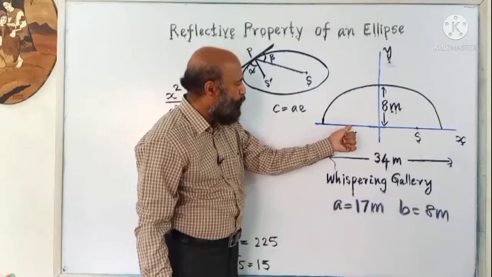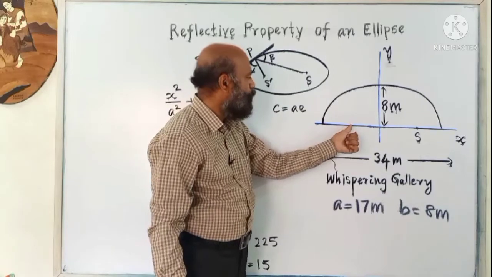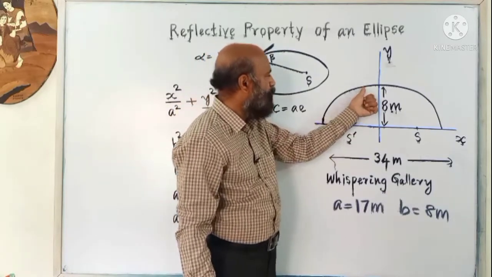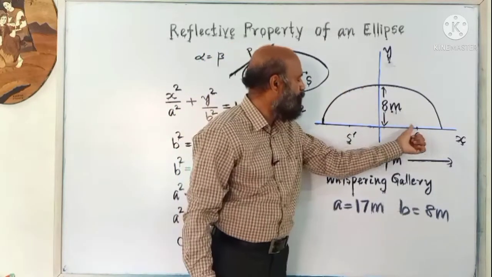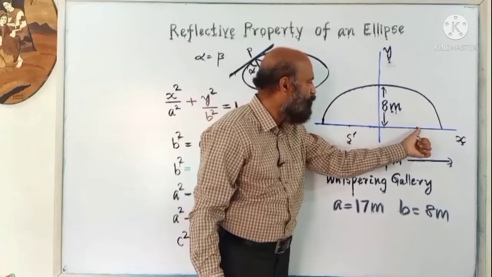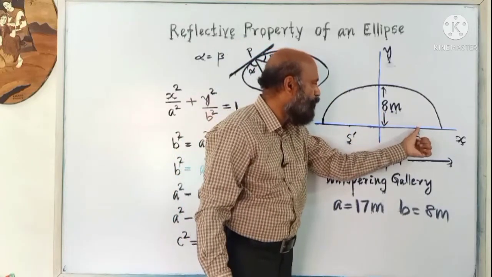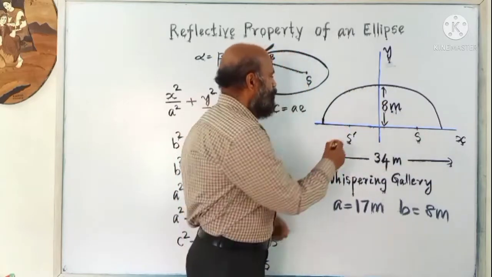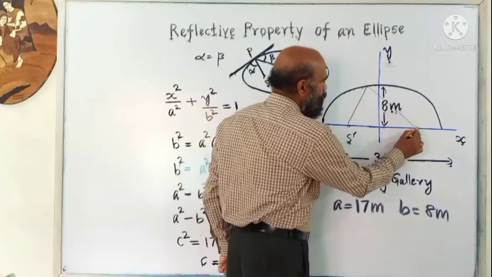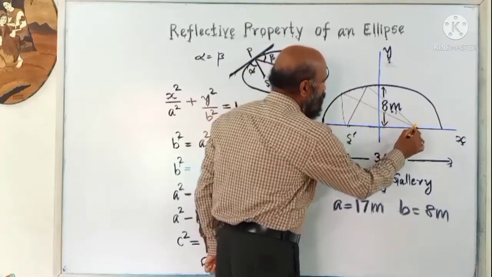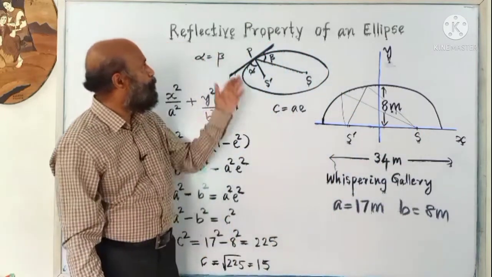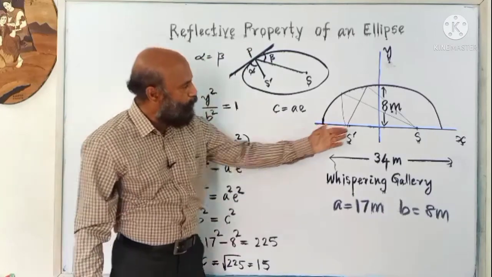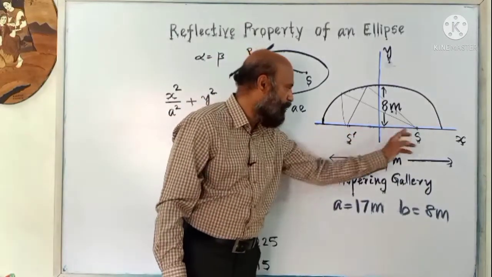Suppose a person is talking from this focus. After being reflected from any point, it will be received at the other focus. Whichever point it hits, it will be received at the other focus. That's the reflective property of an ellipse. We have to locate the foci.